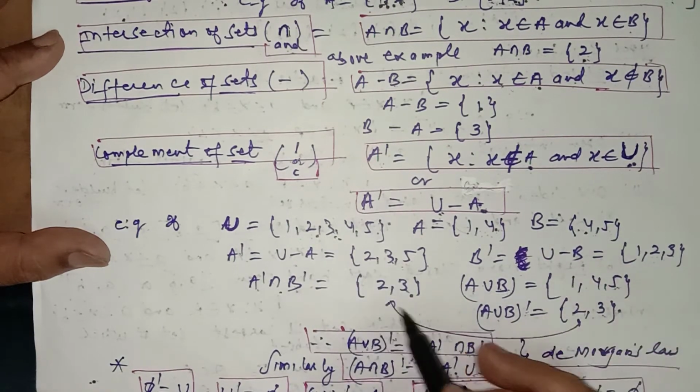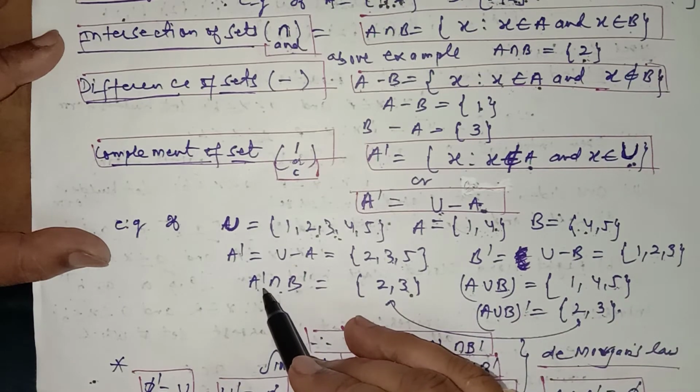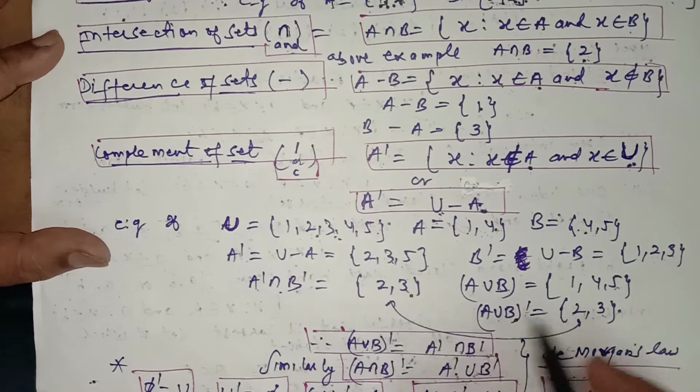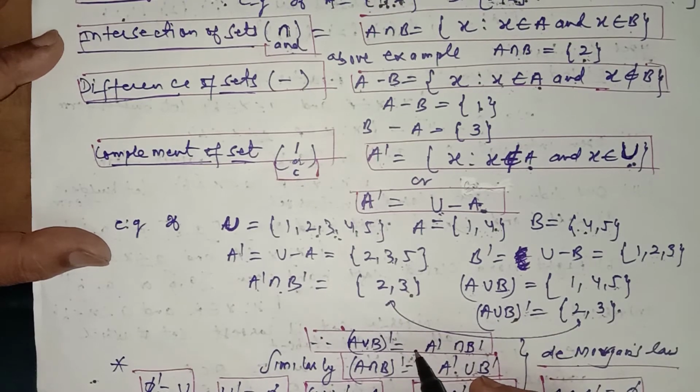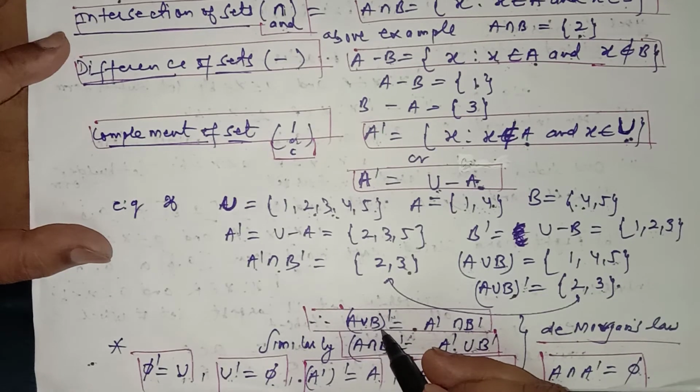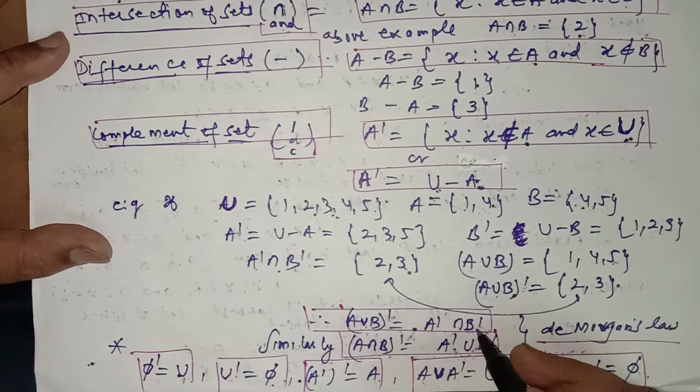So what do you observe? That A complement intersection B complement is equal to (A union B) whole complement. They are equal to each other. So we can conclude this. Now this is known as De Morgan's law. (A union B) whole complement is equal to A complement intersection B complement.